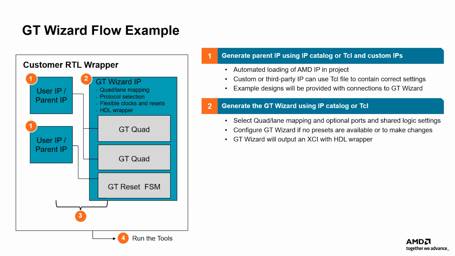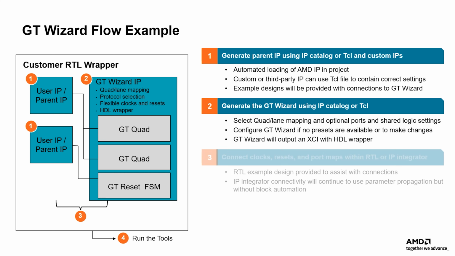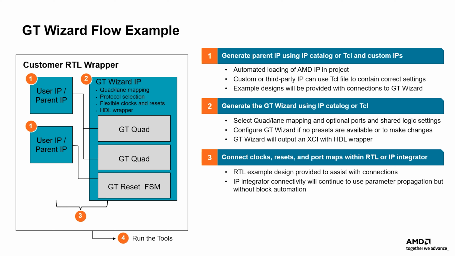After the IPs are generated, users then connect the clocks, resets, and port maps within the RTL or IP integrator. The new wizard allows a maximum of 8 interface IPs to be connected with the GT quad and has a one-time GUI entry stage for multiple line rate options to enable seamless dynamic rate switching without reprogramming the GT registers. The connectivity process is similar to what users are familiar with, utilizing parameter propagation but without block automation.